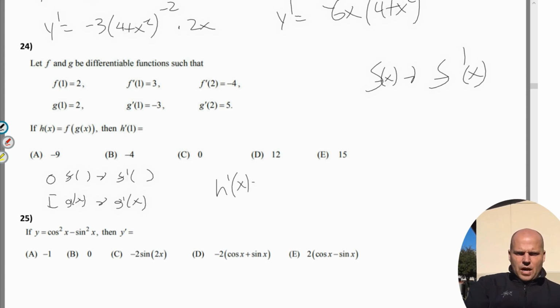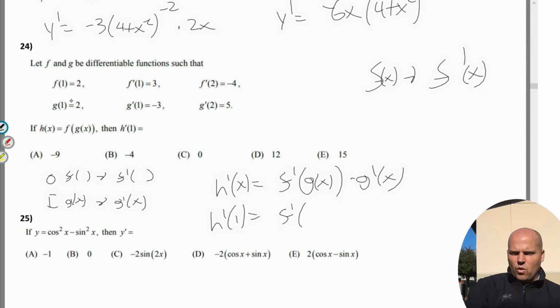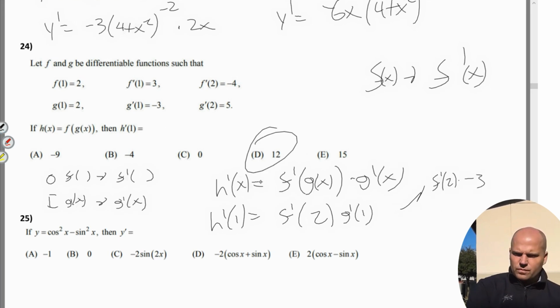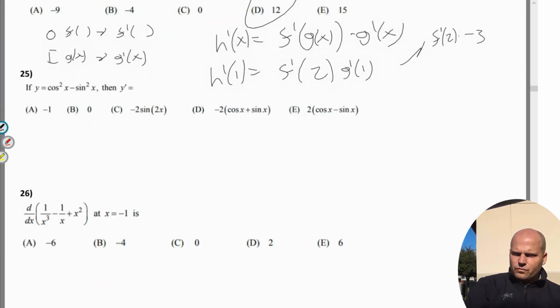Anyways, that gives you h prime is equal to the slopes of f with g of x values times the slopes of g. If I'm plugging in 1, I get f prime of g of 1. G of 1 is 2. I get g prime of 1. G prime of 1 is negative 3. So I have f prime of 2 times negative 3. F prime of 2 is negative 4 times negative 3, which is 12. It's O's and I's.